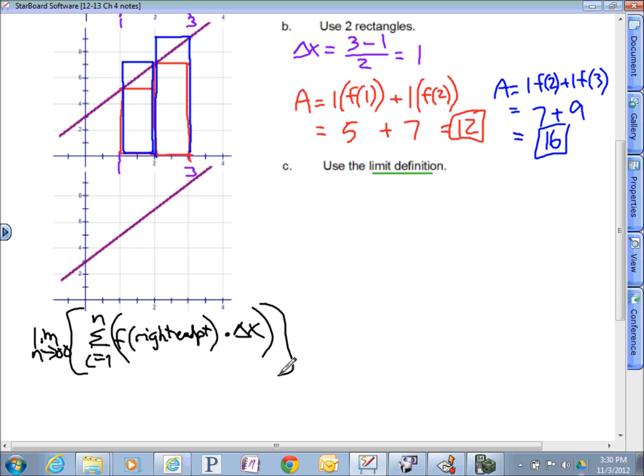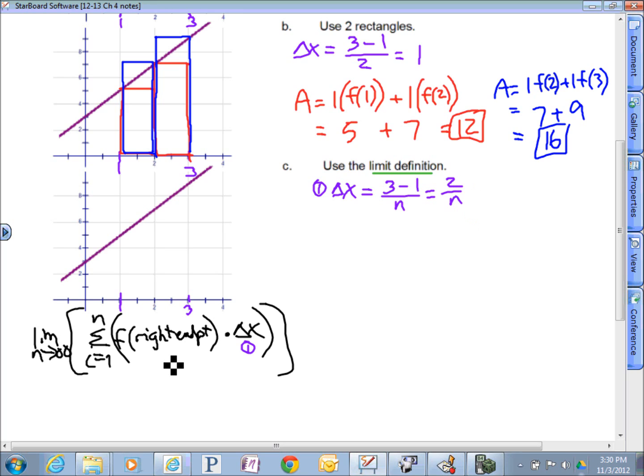So here's what we're going to do. We're going to break this down piece by piece. The first thing I'm going to figure out is the easiest thing: what is change in x. My interval is still going from 1 to 3, and I'm putting in I don't know how many rectangles. So you figure out change in x the same way we did above: 3 minus 1 divided by the number of rectangles. How many this time? Last time it was 2. This time we don't know. 2 over n.